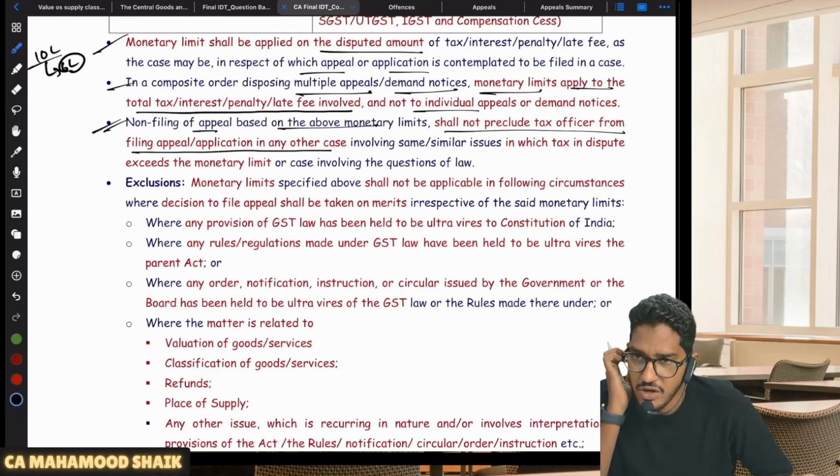If in one case you are not taking action because of monetary limit, if the similar circumstances exist in another case where monetary limit has reached, you can happily go for appeal. No one can stop you.